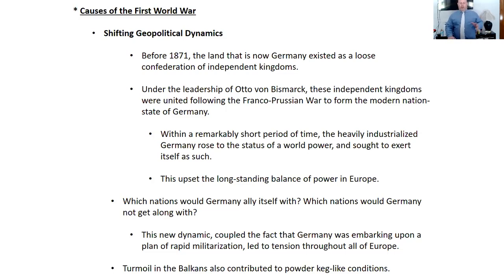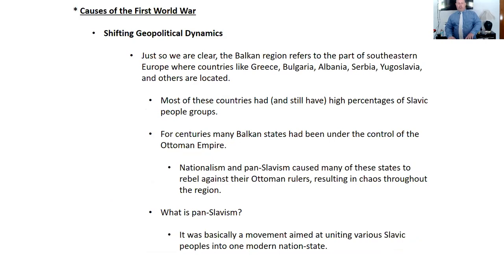Turmoil in the Balkans also contributed to powder keg-like conditions. So just so we are clear, the Balkan region refers to the part of southeastern Europe where countries like Greece, Bulgaria, Albania, Serbia, and, although it no longer exists, Yugoslavia and others are located. Now, most of these countries had and still have high percentages of Slavic people groupings. And for centuries, many Balkan states had been under the control of the Ottoman Empire.